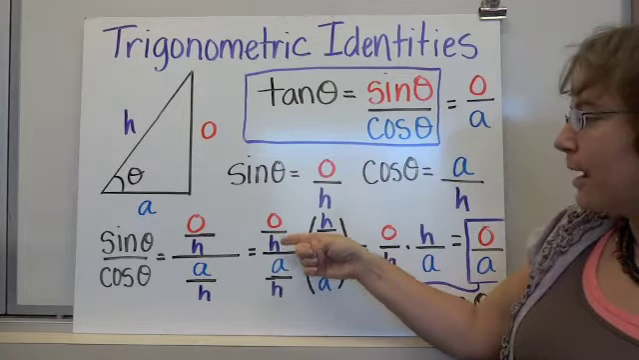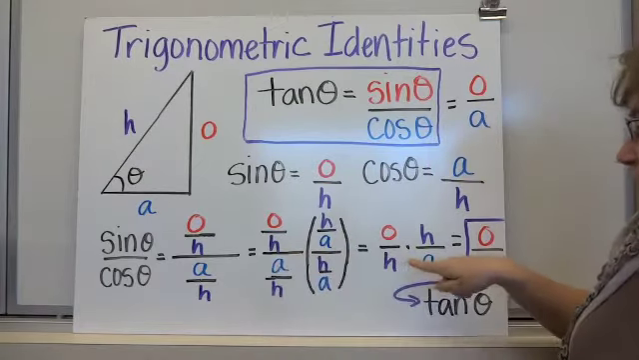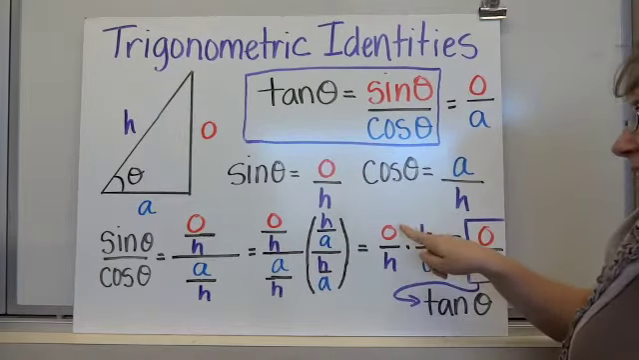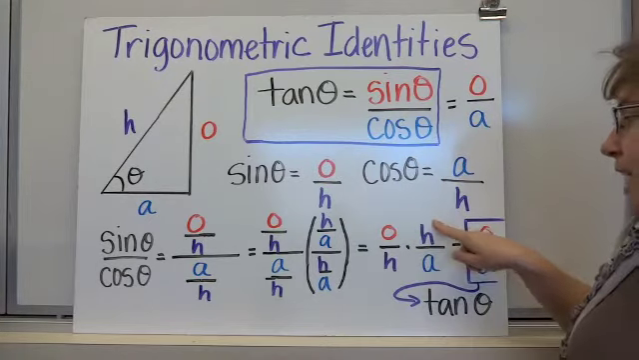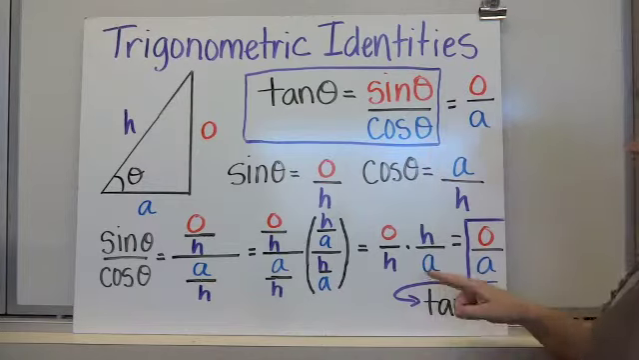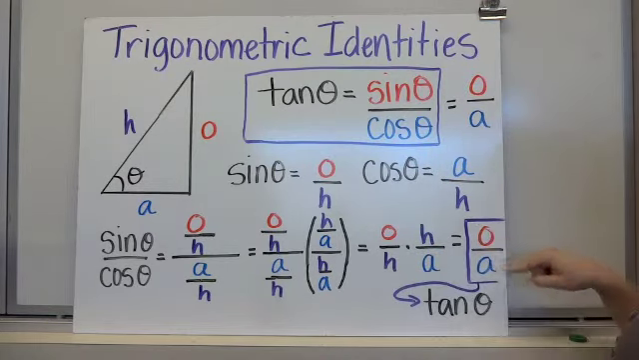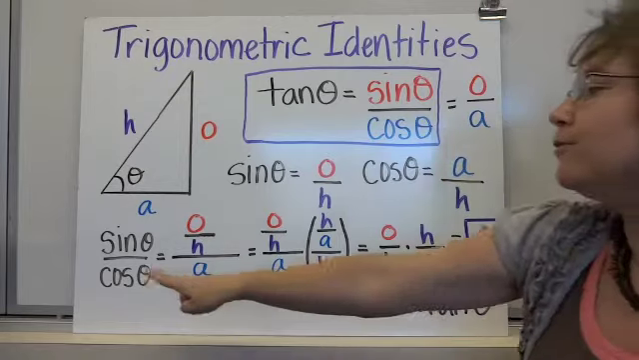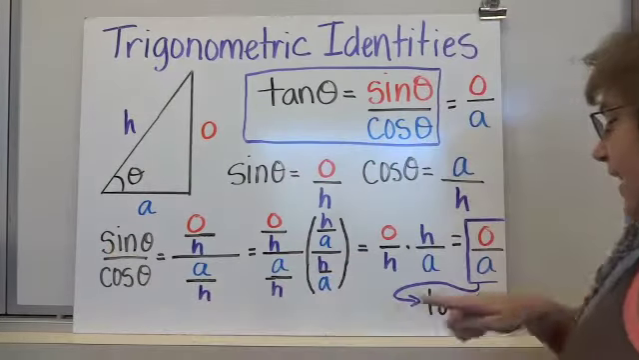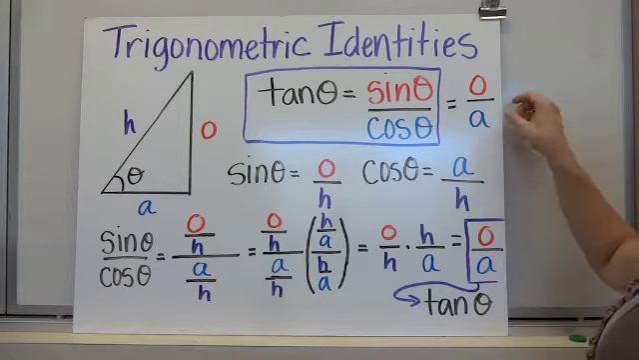I have opposite over hypotenuse times hypotenuse over adjacent. So I have this over here, opposite over hypotenuse. That's not a 0, it's an O for opposite. Opposite over hypotenuse times hypotenuse over adjacent. And that's going to cancel out those H's and make that a 1. And then I'll have opposite over adjacent, which is equivalent to tangent of theta. So I've shown that sine theta over cosine theta is an identity of tangent of theta.